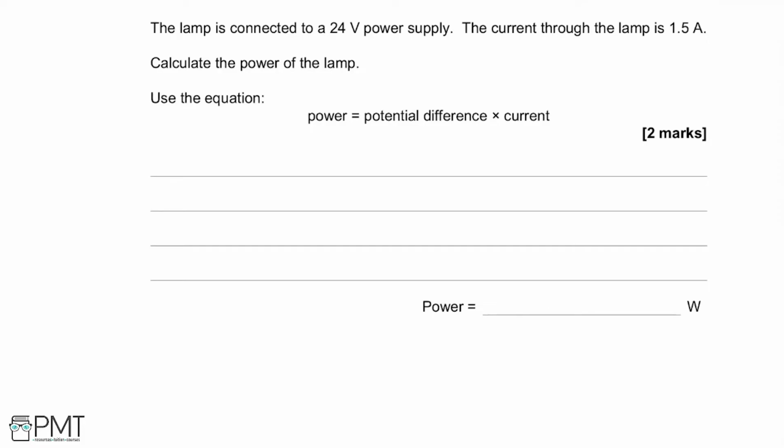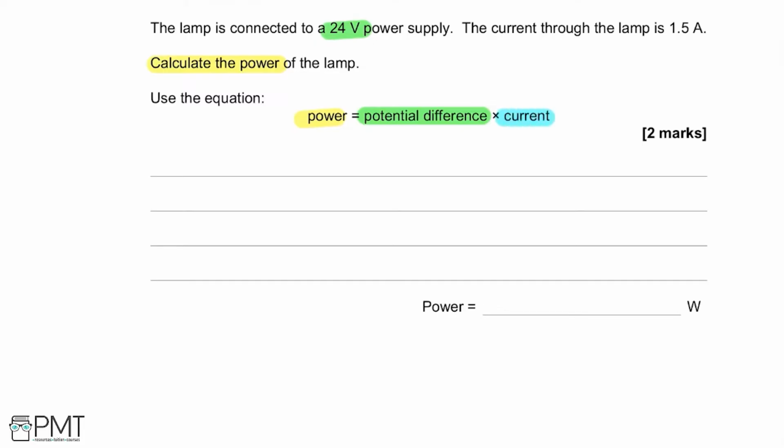So in these situations, when they give us the equation, all we need to do is find the values from the equation and substitute them in. So we know that we're finding the power, so there's no rearranging involved, because you can see power is at the start of the equation, and that's what we're finding. So first we need to find the potential difference, and that's here, 24 volts. We know that potential difference and voltage are both measured in volts, and at GCSE they're interchangeable.